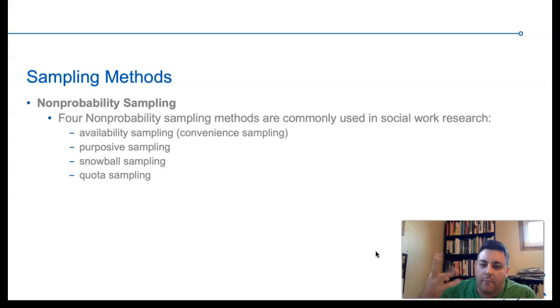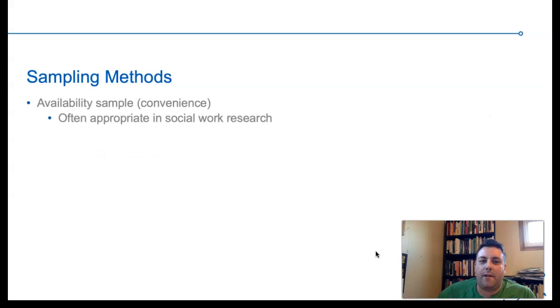So the four non-probability sampling methods are availability or convenience sampling, purposive sampling, snowball sampling, and quota sampling. Here they are. Availability sampling is just people who are around you.